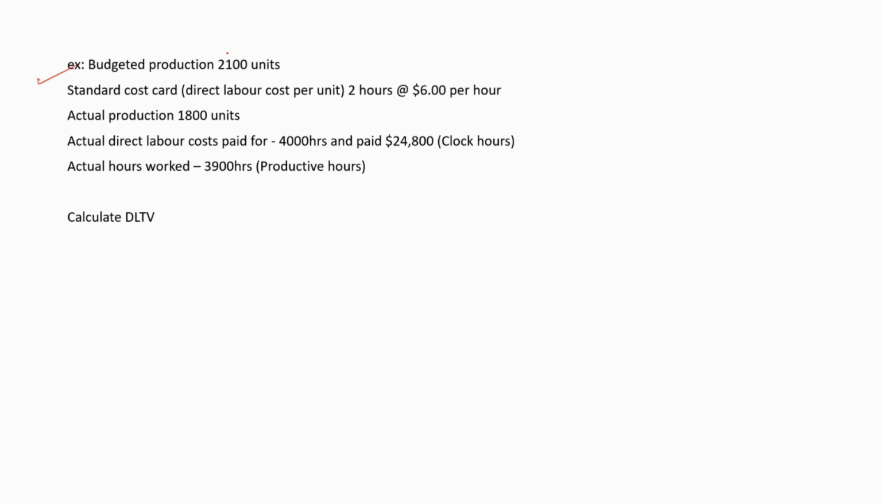As you now know, we do not consider the budgeted production units. Calculate the direct labor total variance, which is equal to standard direct labor cost minus the actual direct labor cost. What is the standard direct labor cost per unit? It is equal to 2 multiplied by 6, which is $12 per unit. We have to multiply this value by the actual units value in order to calculate the standard direct labor cost.